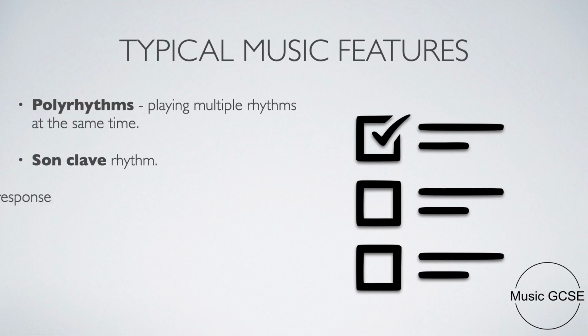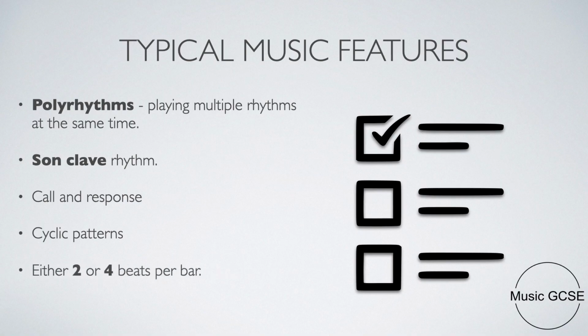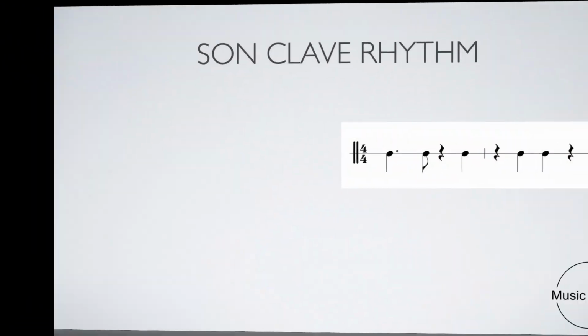And samba music will use features such as call and response. It will use cyclical patterns. That means the same rhythms will be repeated over and over. It will have either 2 or 4 beats per bar, and it will be led by a lead drummer. So let's take a look at some of those features in more detail, starting with the son clave rhythm.